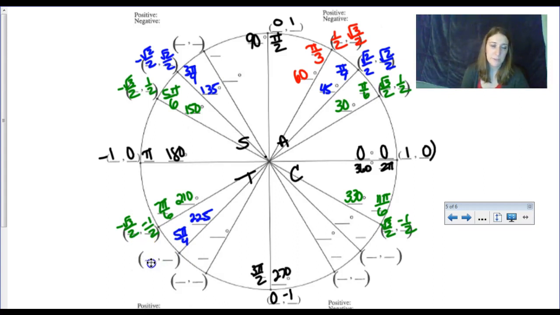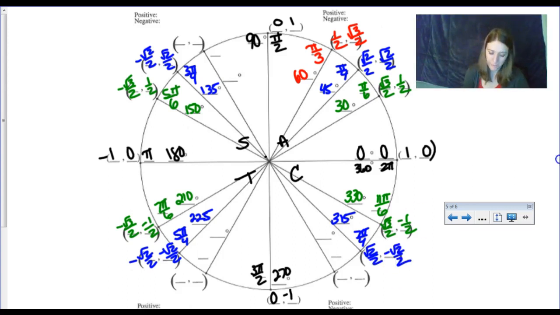Nobody's positive for these ordered pairs here, so this is negative square root of 2 over 2, negative square root of 2 over 2. And then right here, this was 5 pi over 4, 6 pi over 4, this must be 7 pi over 4. Alright, so if I'm backing up 15 degrees, that's 315? And then cosine is positive here, but sine is negative.